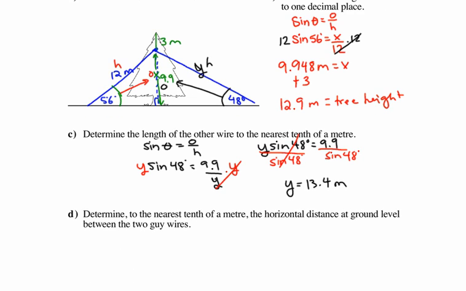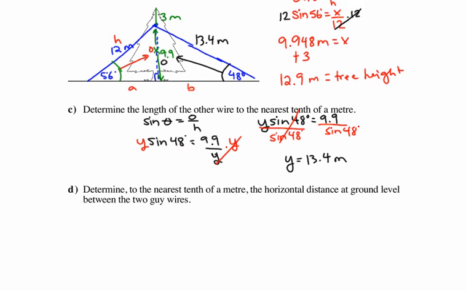Now it says, now determine to the nearest tenth of a meter the horizontal distance on the ground level between the two wires. So I'm just going to replace this y here with 13.4. Okay. So now they want our whole length between the wires, so A and B.